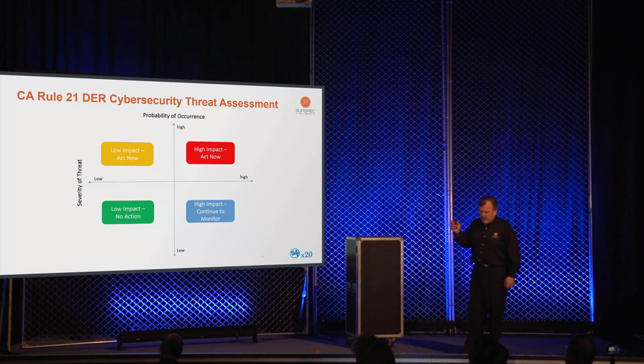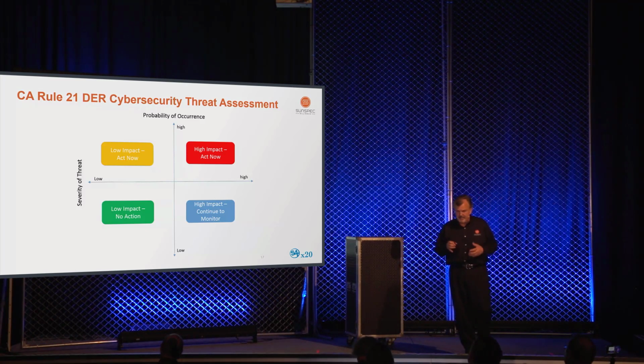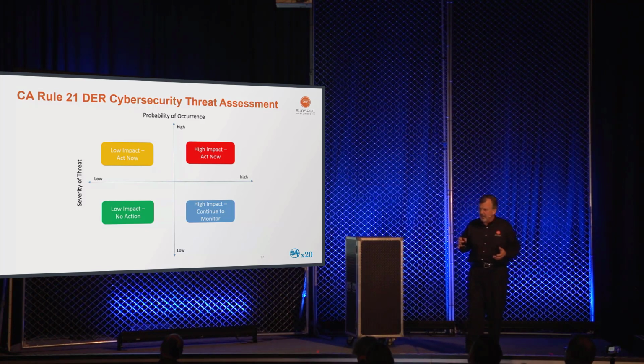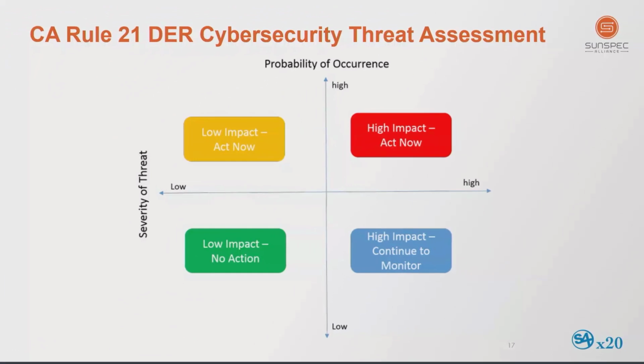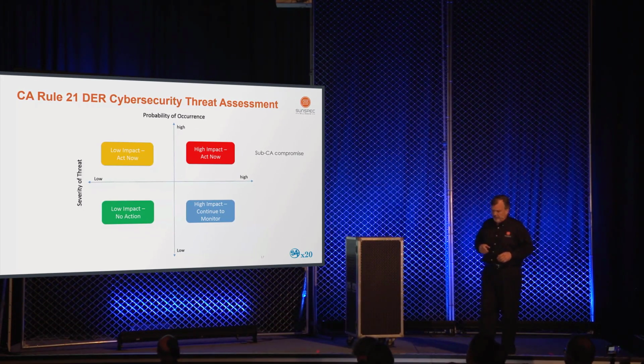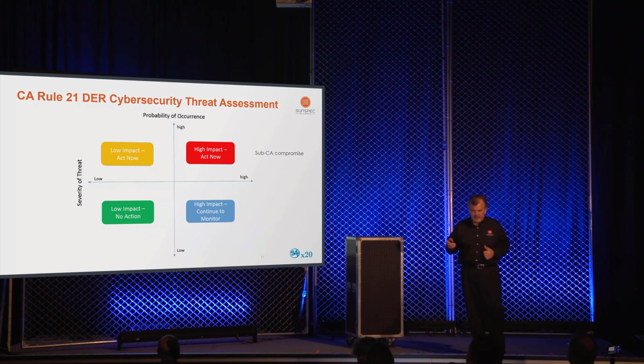Okay, now, the way that SunSpec looks at this in terms of the DER cybersecurity threat assessment is kind of the normal one. We look at the probability of the occurrence and the severity of the threat. As you can see in the upper right-hand side, there you have that confluence of high probability, high severity threat. So we've got to do something now. And one thing falls into that category, and that's supply chain compromise.